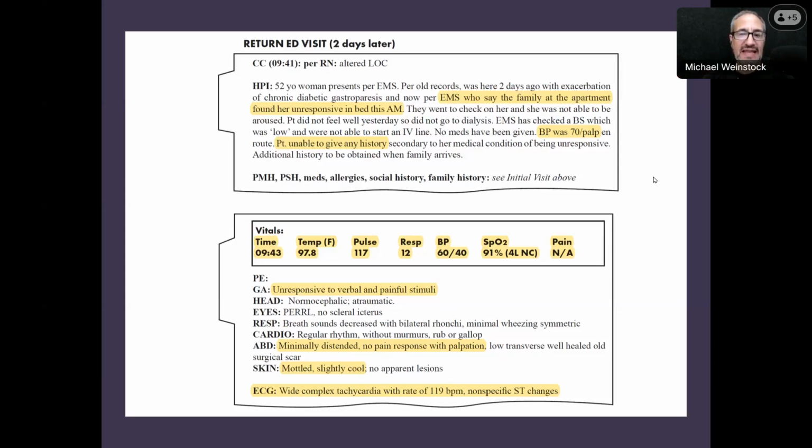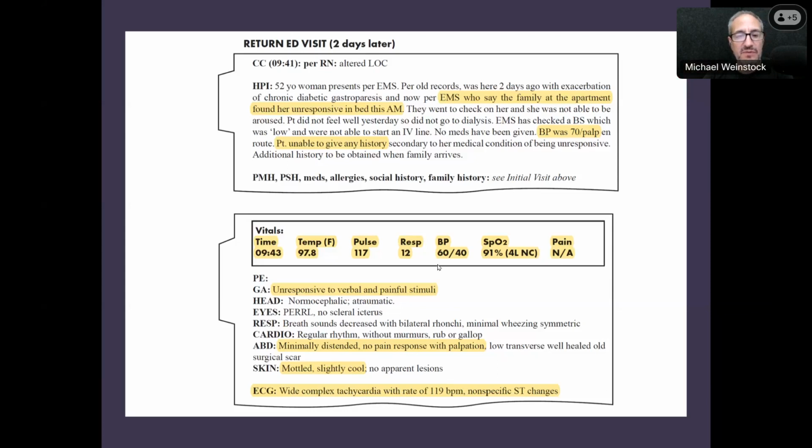And she was supposed to be at dialysis the day before, but she did not go. So you remember, we saw her, and then she was supposed to be dialyzed the next day. The previous had been 2 days before, right? So EMS checked her blood sugar, and it was low. They weren't able to start an IV line, and her blood pressure is 70 palp. Obviously, she's unable to give any history.